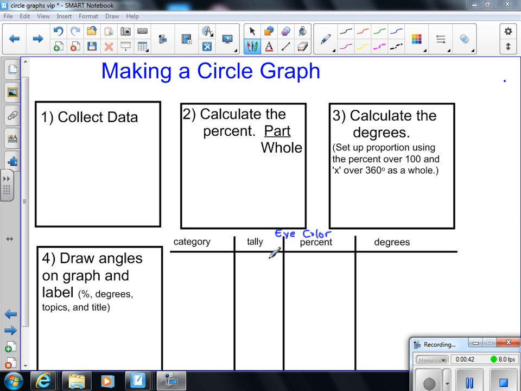Okay, let's collect some data on eye color. Let's see who has blue eyes, brown eyes, and hazel eyes. We'll see if anybody has anything different. Hazel's kind of greenish. All right, how many have blue eyes? Raise your hand, please.